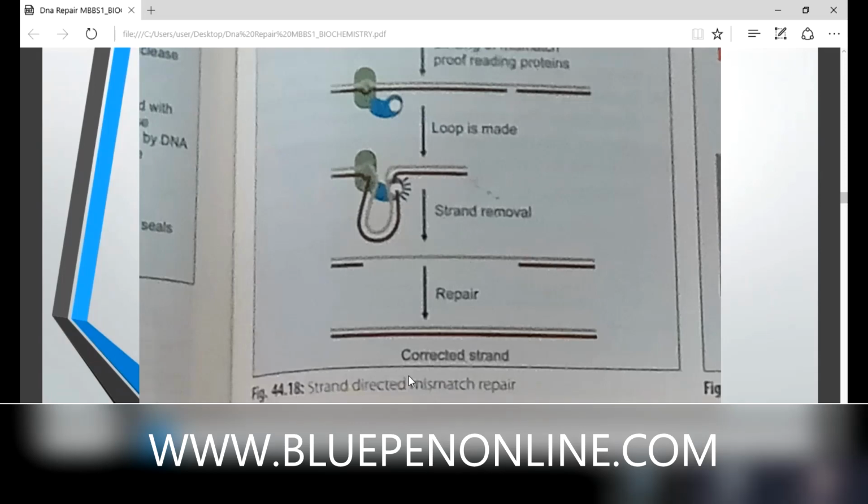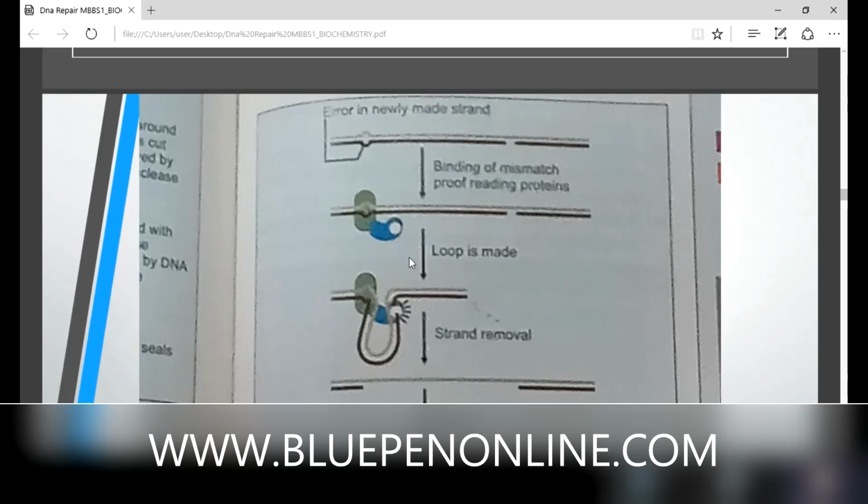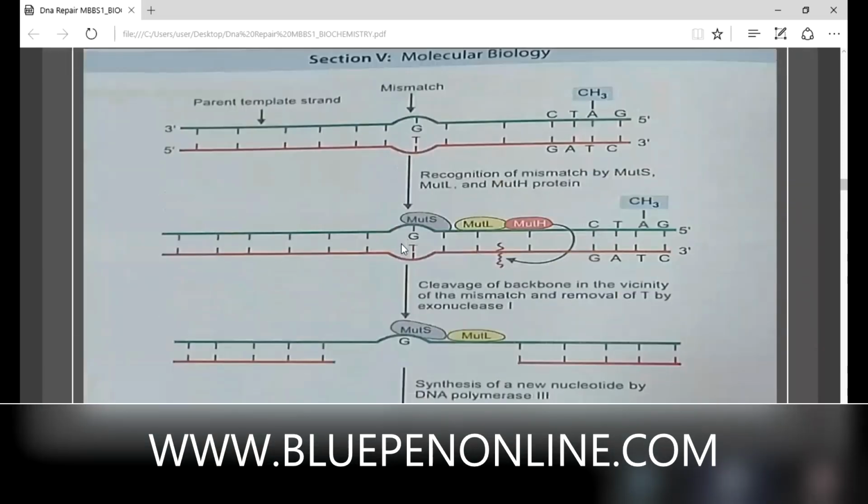So this mismatch repair is also known as strand directed mismatch repair. We direct the strand with the help of methylation, DAM methylation, by the action of DAM methylase. Once again, what happens? An error in the newly made strand, binding of mismatch proofreading proteins. Which are the proteins? Can you name them? Proteins which are involved, in this picture it is clear.